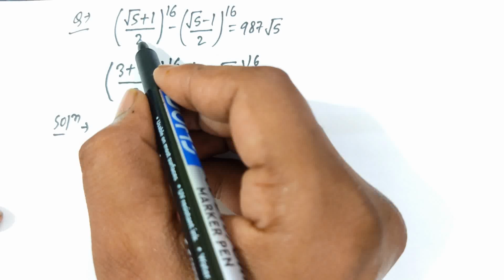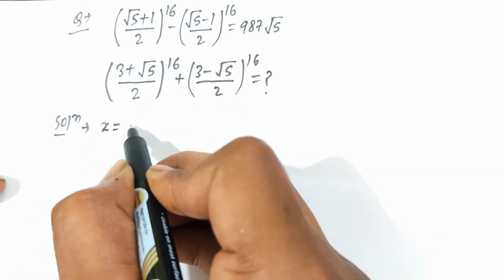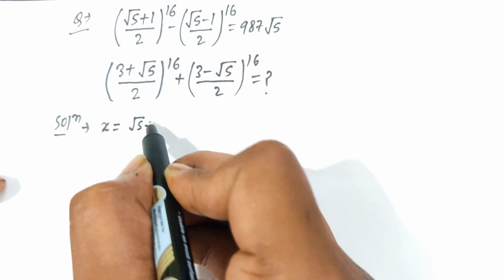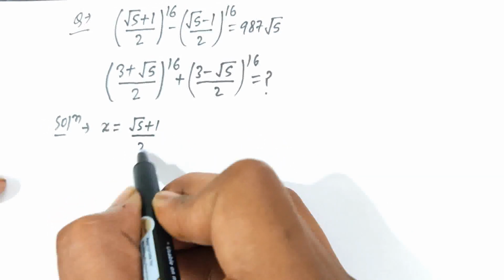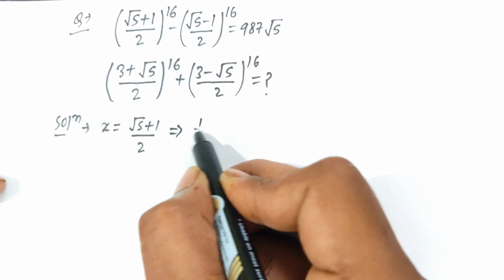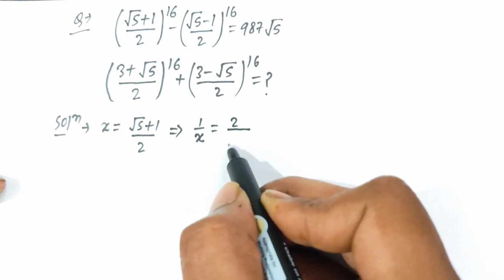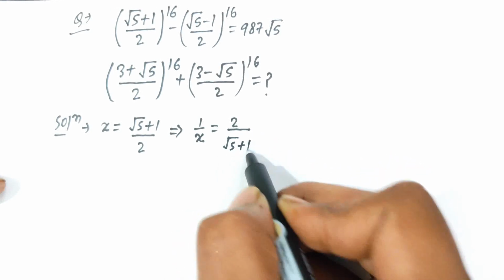Here we will substitute (√5 + 1)/2 as x. So x is equals to (√5 + 1)/2. If we take reciprocal both side, then in left hand side we have 1 by x. This is equals to 2 divided by (√5 + 1).